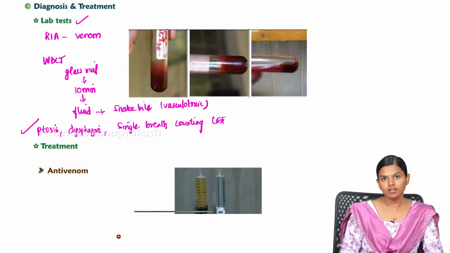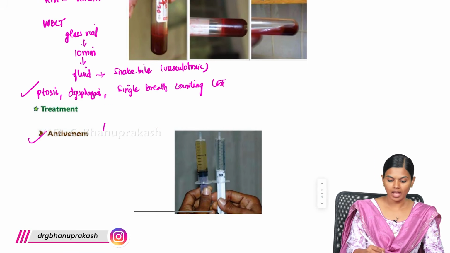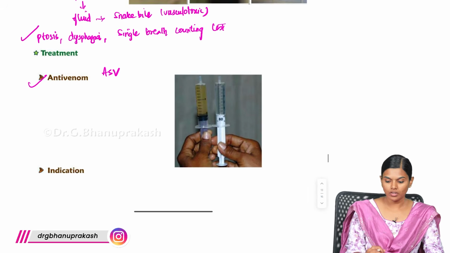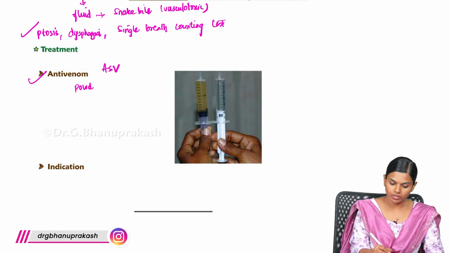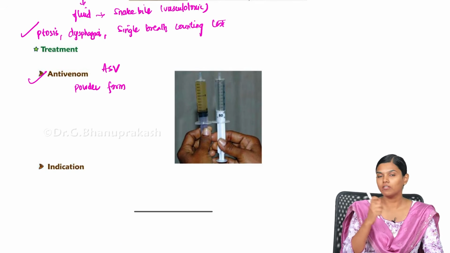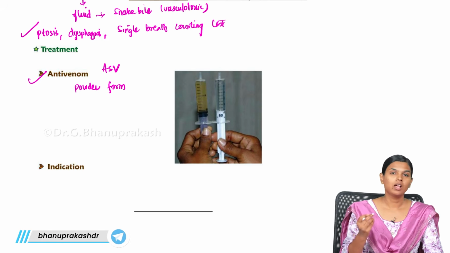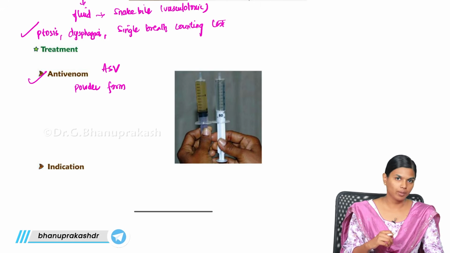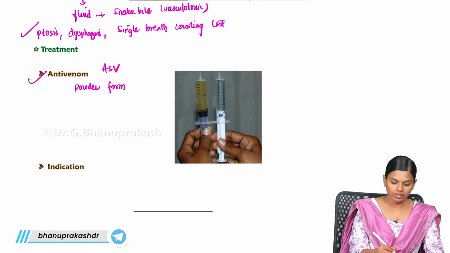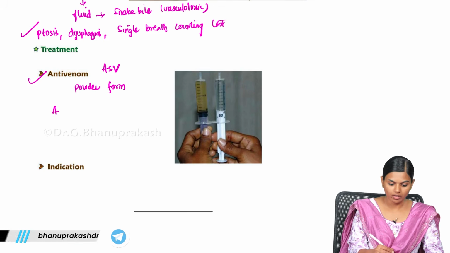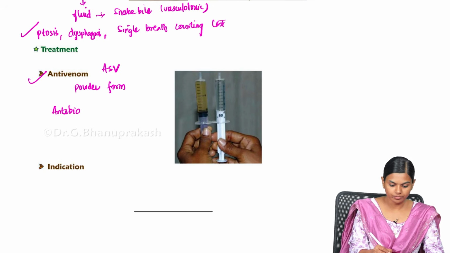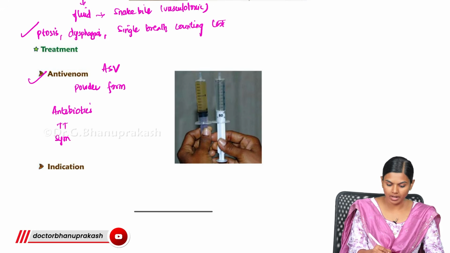And for all the snake bites, you have only one treatment, that is ASV, anti-snake venom. It is in a powder form. You have to add it to distilled water and make a solution and give it to the patient. There is more chance of anaphylaxis, but still this is the only way to treat snake bite. So this is what you will do. After that, you can start antibiotics and TT, and symptomatic management.